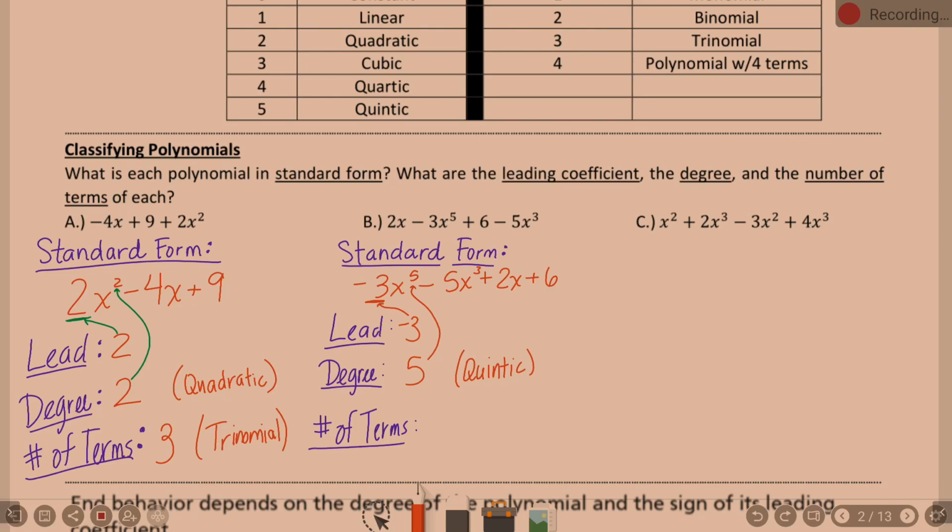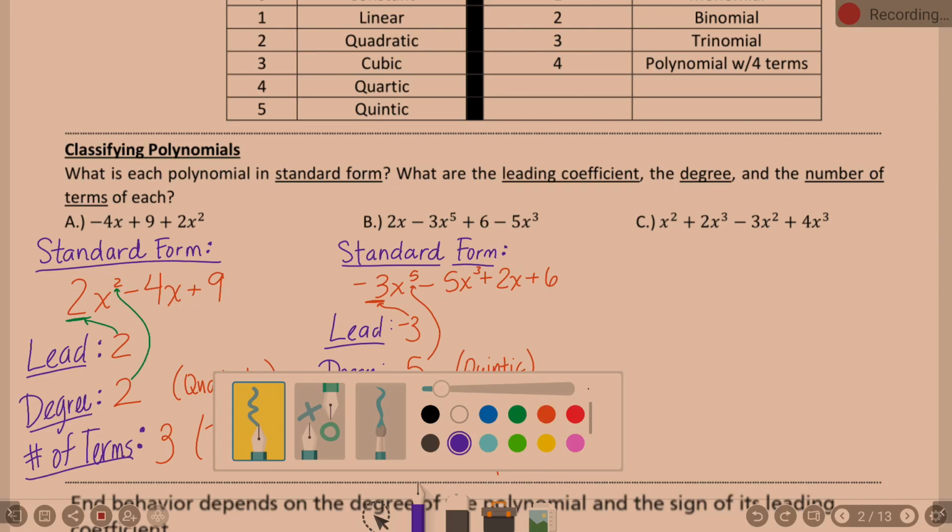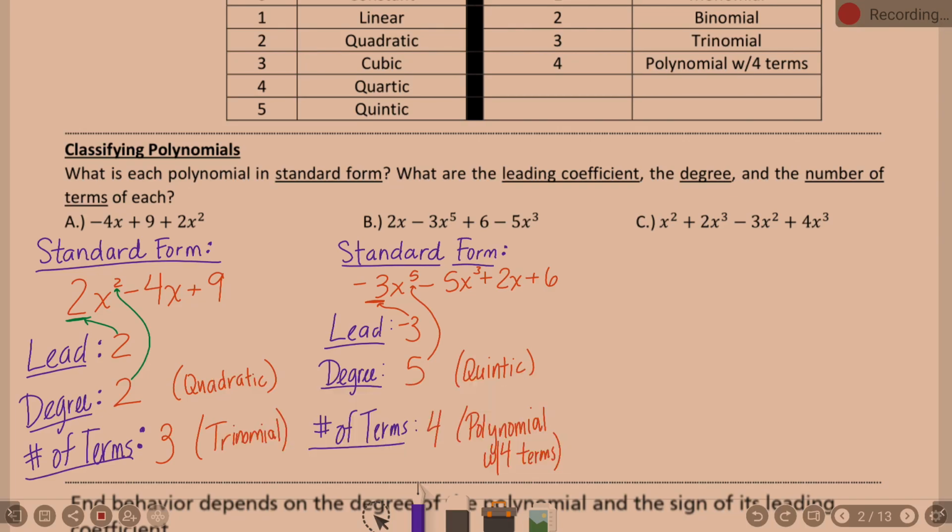And number of terms. How many terms are there? 4. So no fancy name here. It's just a polynomial with 4 terms. Nothing crazy going on, right? You with me? Okay. And C.